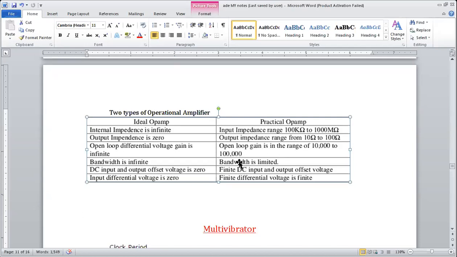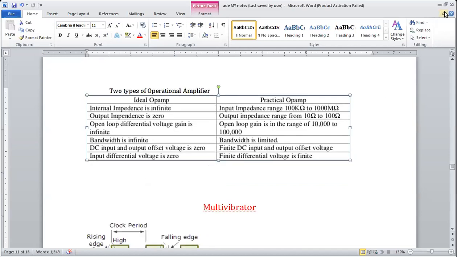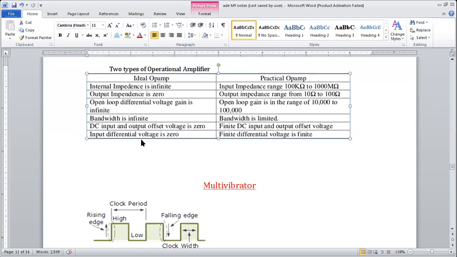This is just a comparison between the ideal operational amplifier and the practical operational amplifier. I think the time is coming to an end for this session. We will finish this table, and the rest of the topics we will discuss in the next class. So bandwidth is infinite for ideal, or limited. Whatever bandwidth we want, we can set in the practical op amp.